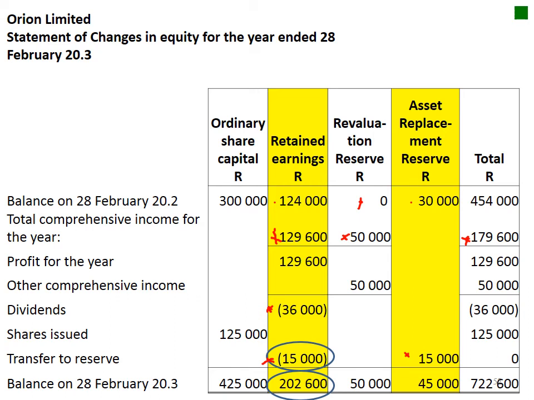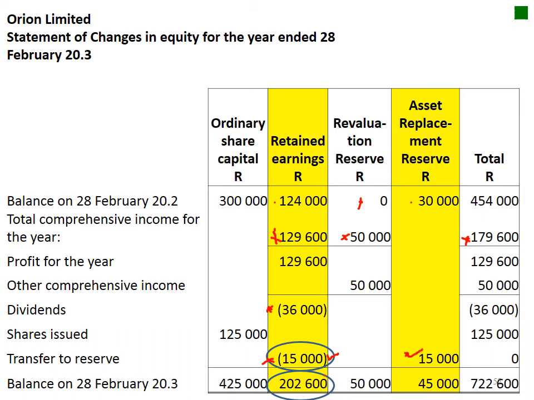That means there's a reduction. This is in a bracket, it's a minus, and that was a debit to retained earnings. So whenever you see something in brackets on the statement of changes in equity, it means it's a debit amount, because everything on the statement of changes in equity normally has a credit balance because it's part of equity. It's effectively an amount owing to the owners. But where you see a bracket, it means it's a debit amount. So this debit of 15,000 went to retained earnings, and the credit went to the asset replacement reserve.